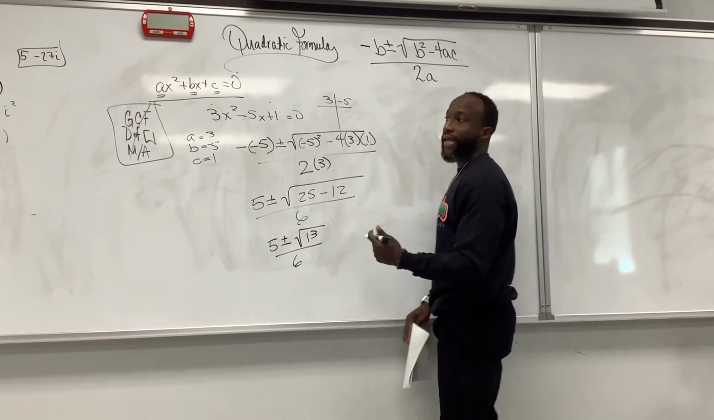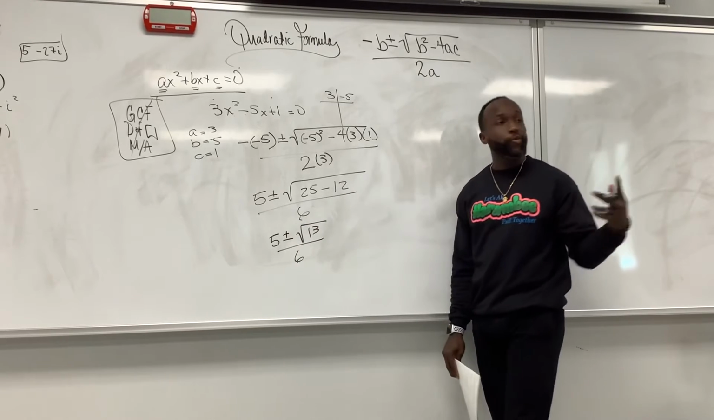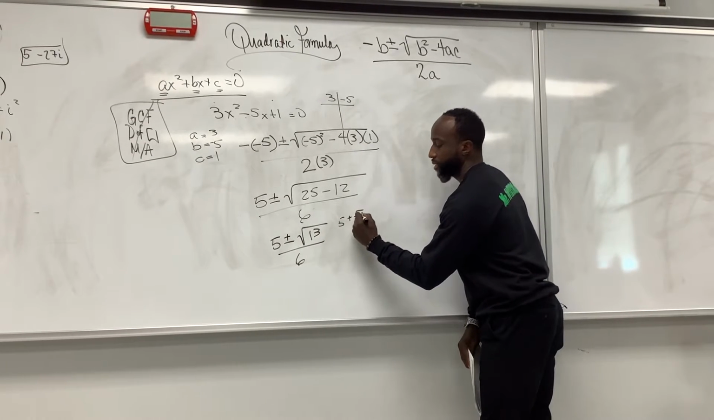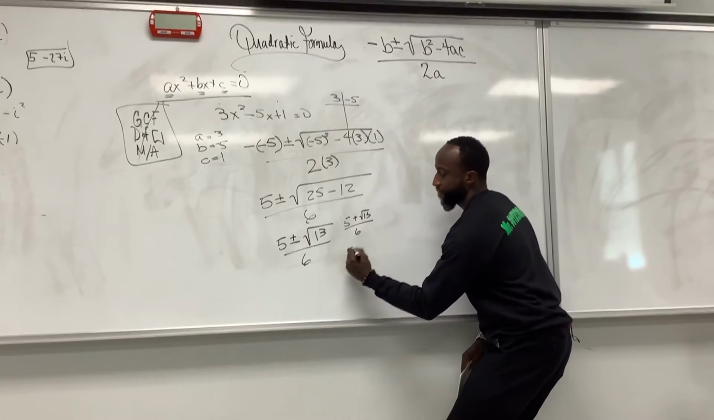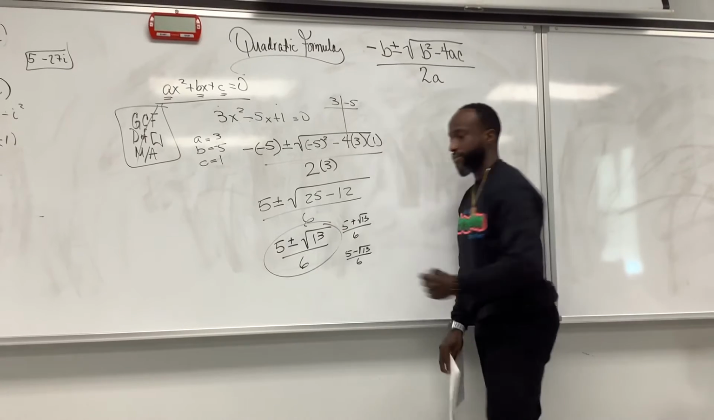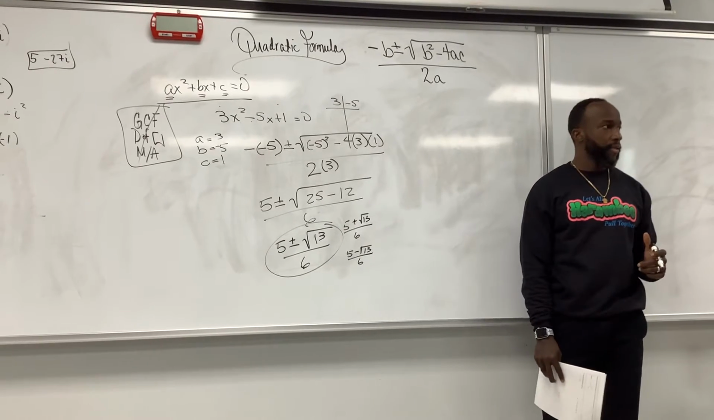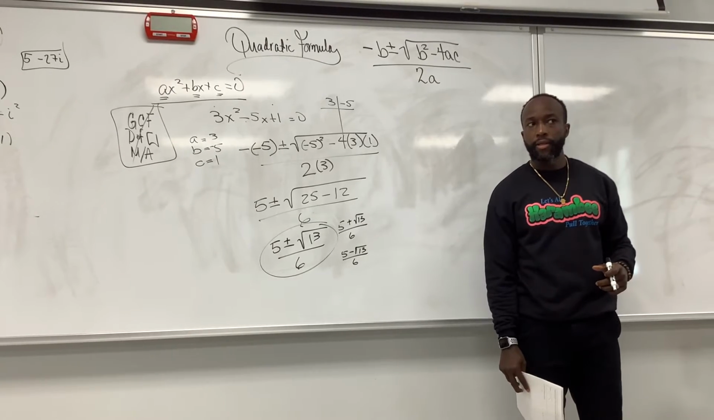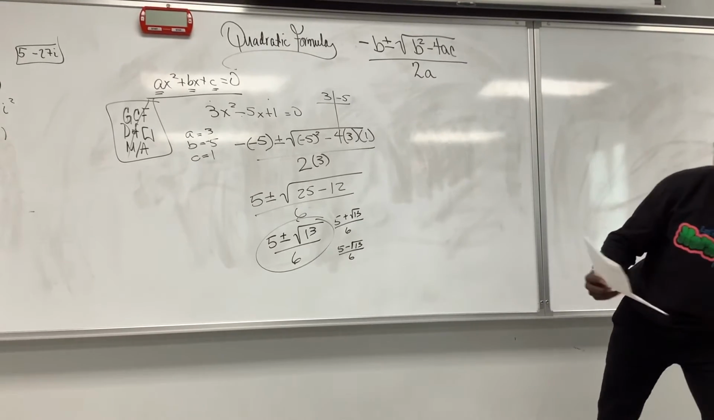Plus or minus means that you have two answers: 5 plus the square root of 13 over 6, and 5 minus the square root of 13 over 6. That's what this is. Comprende? No? I said comprendo. Okay.